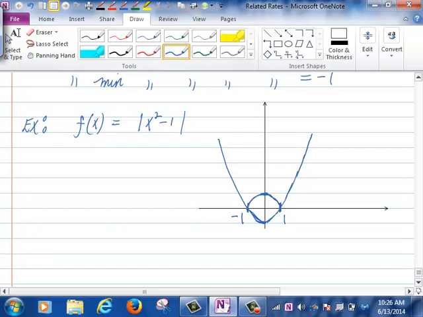Am I making sense? So now I can erase, let me use a smaller eraser. Okay, so that's the graph of this function. So do I have an absolute minimum in this case? So I have a local minimum and an absolute minimum at what points? At -1 and +1, right?